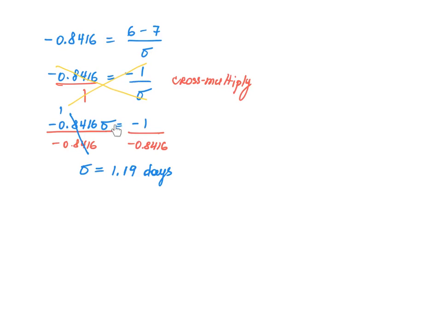My next step is to get sigma alone, so I'm dividing out on both sides its coefficient of negative 0.8416, of course. So I divide by this quantity on both sides, and this coefficient of negative 0.8416 divided by itself produces a 1, and on the other side I get a positive 1.19. Sigma is all by itself on the left. So sigma, the standard deviation for this population, happens to be 1.19 days.